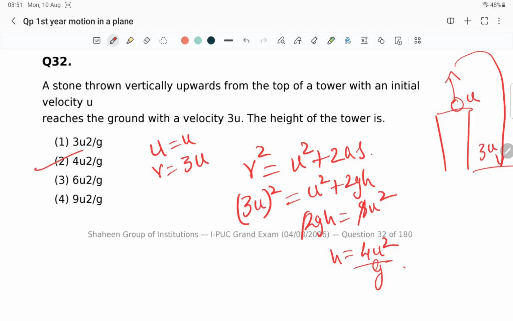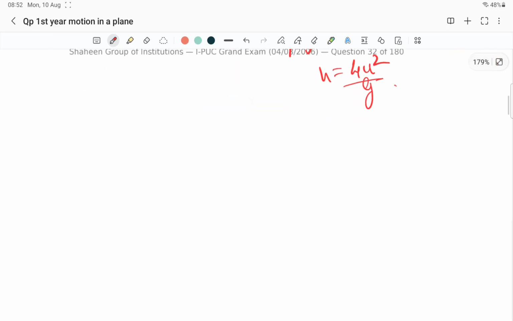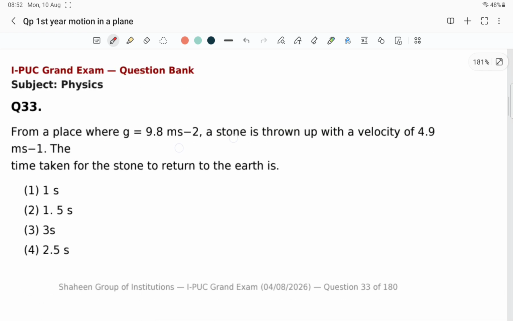Okay, v square minus u square equals 2as is what we used, and we have solved the question. Let's move on to the next question.